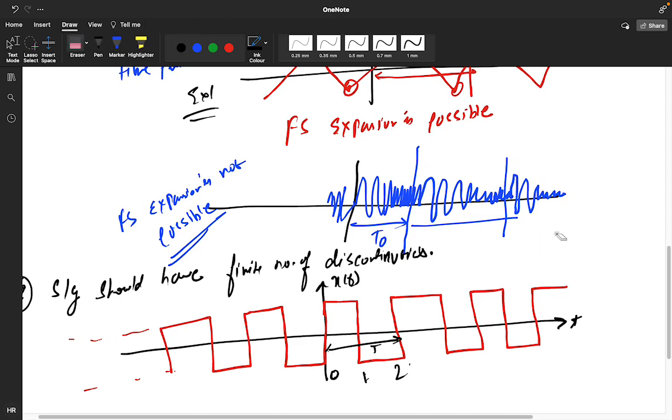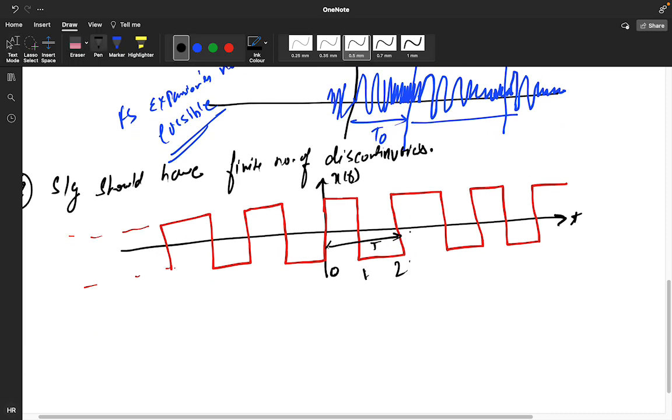So this is the discontinuity. How many discontinuities are there? The signal starts like this, so one discontinuity. Then it goes like this, that is the second discontinuity. So the signal has two discontinuities.